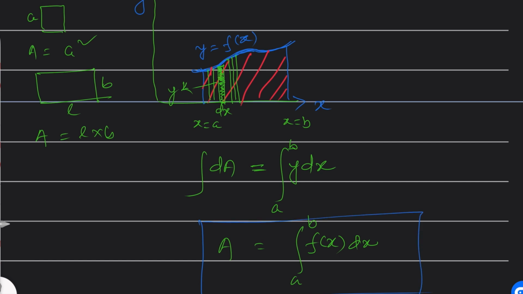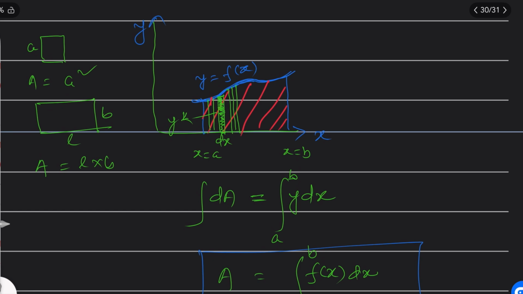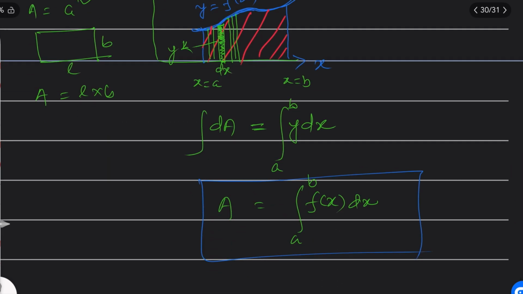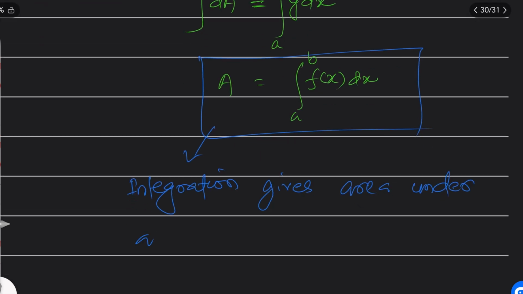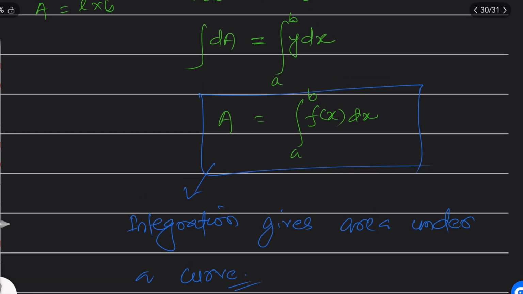This is the first application and a very vital application, sir. It always gives the area under the curve. Integration gives, so what will you write? Integration gives area under a curve. Okay, keep in mind, sir, very important.